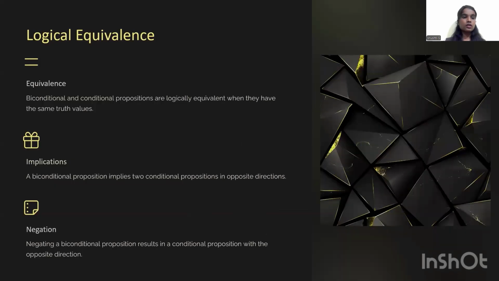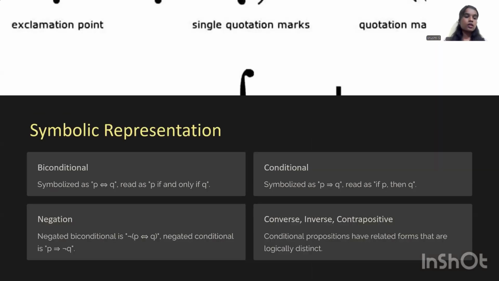Equivalence. Biconditional and conditional propositions are logically equivalent when the component propositions have the same truth values. The diagram shows logical equivalence, implications, and the negation. Implications: a biconditional proposition implies two conditional propositions in opposite directions. Negation: negating a biconditional proposition results in a conditional proposition with the opposite direction.